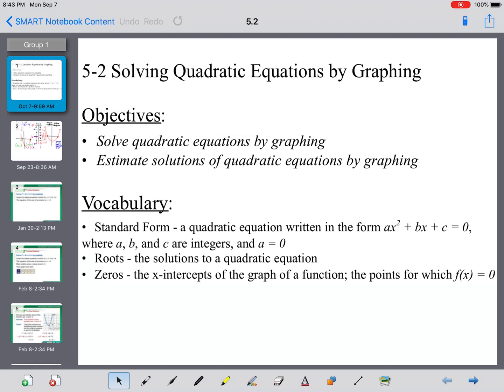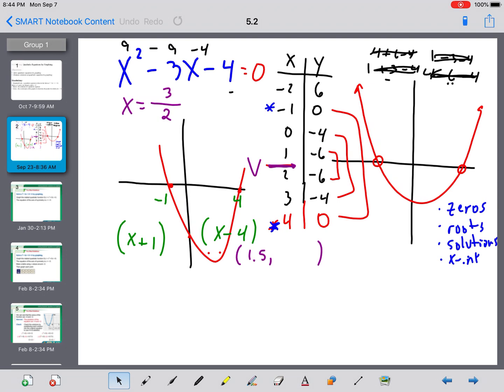So we're going to take a few minutes and look at 5.2, which is solving quadratic equations by graphing, which is actually a fairly easy concept and something that we did a good bit in Algebra 1. In 5.1, we looked at graphing, and I'm just going to point out a couple of things here.